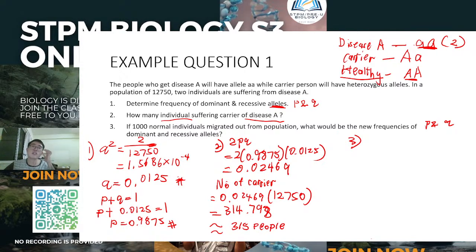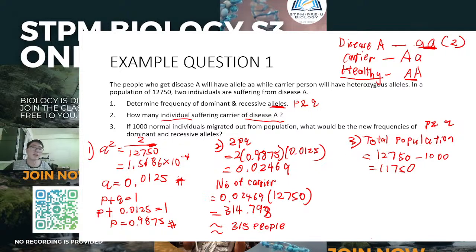Okay, you will see this kind of question, so normally you don't need to panic. It's very easy. You see the 1,000 normal individuals, meaning healthy people. All these 1,000 healthy people already migrated out, they moved to another place. So the total population is already deducted by 1,000. Your total population is 12750 minus 1,000, so your new total population is only 11750 now.